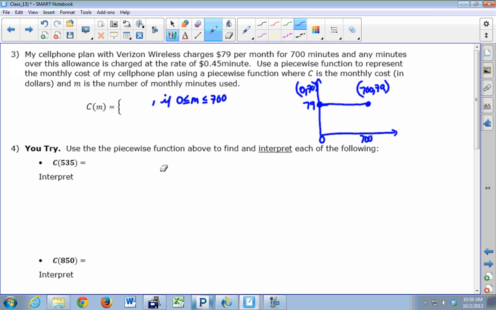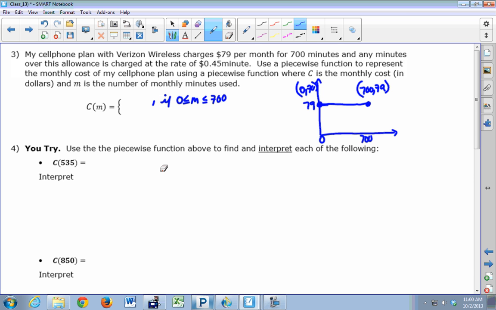But wait, if you get to 700 minutes, charge the rate? Nope. I'm allowed to talk 700 minutes for $79. Okay? So I got 3 phones on this, so I'm watching those minutes almost every 5 days. I check my minutes. I got 3 phones on this, and we all have to talk less than 700 minutes a month. Okay. Now, what happens after 700?